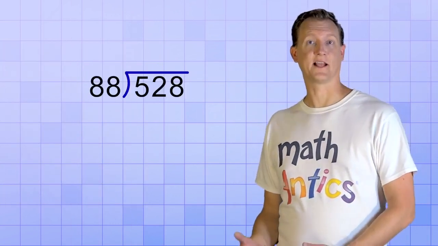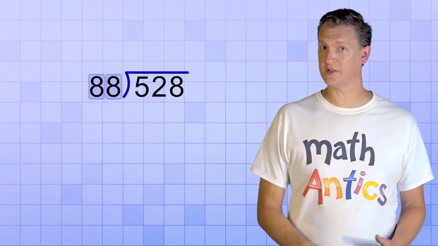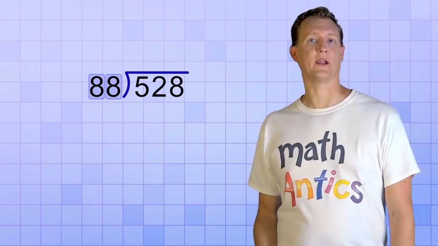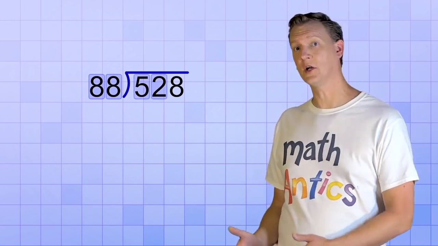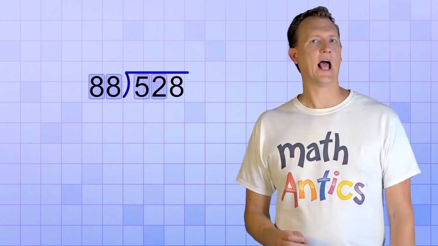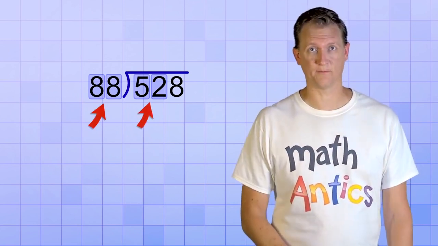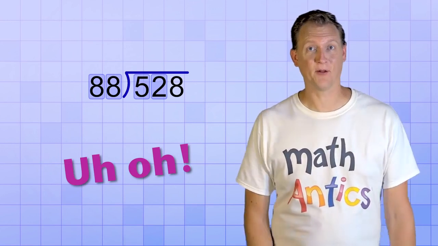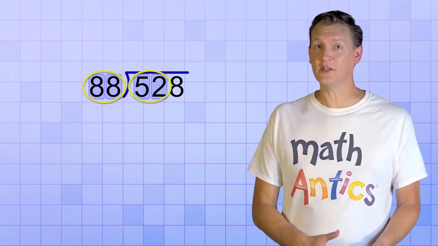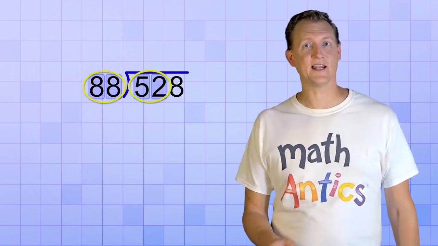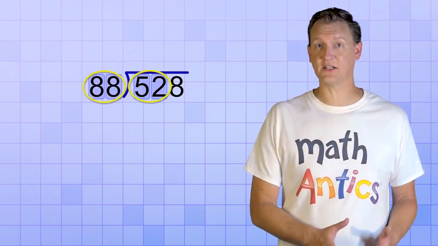Now let's have a look at the next problem. It's also got a 2-digit divisor, so we'll start the same way. We'll start with a 2-digit chunk of our dividend and ask, how many 88s will it take to make 52 or almost 52? Uh-oh, see the problem? Even though both are 2 digits, this won't work because 88 is already greater than 52.